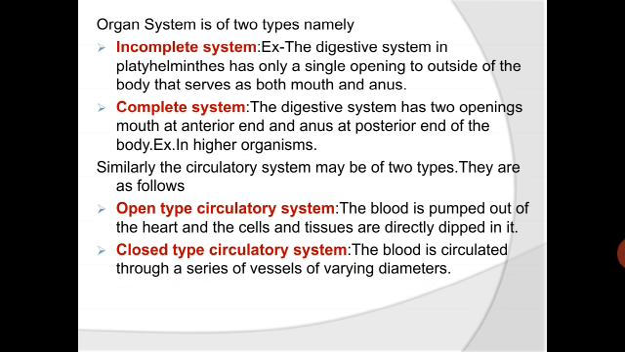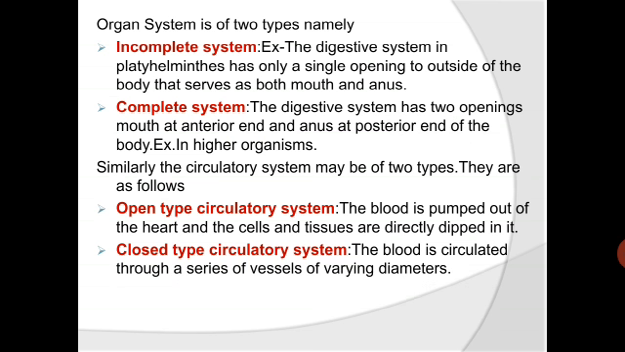Organ systems are of two types, namely incomplete system and complete system. Incomplete system, the name itself tells that the system is incomplete. So the digestive system in platyhelminthes has only a single opening to the outside of the body that serves as both mouth and the anus. So there is a single opening which is performing the function of the mouth as well as of the anus. So it is called an incomplete system.